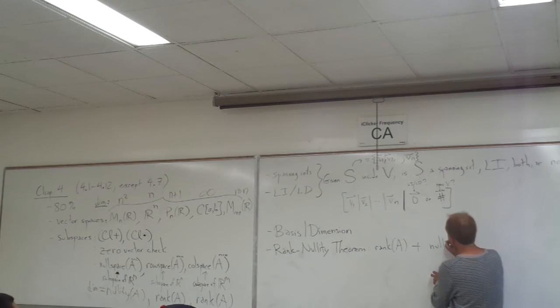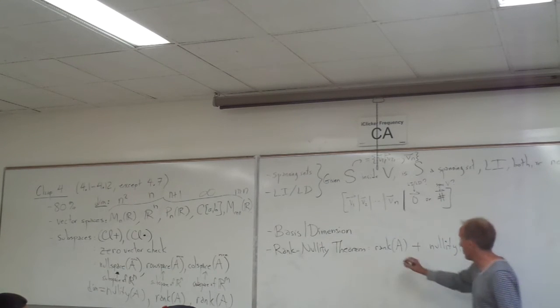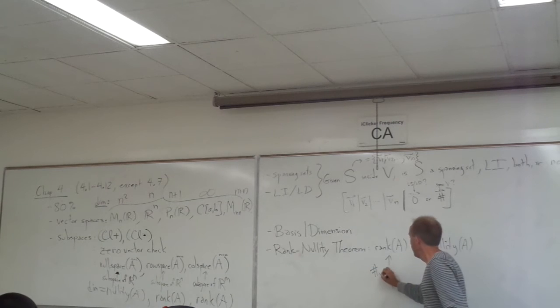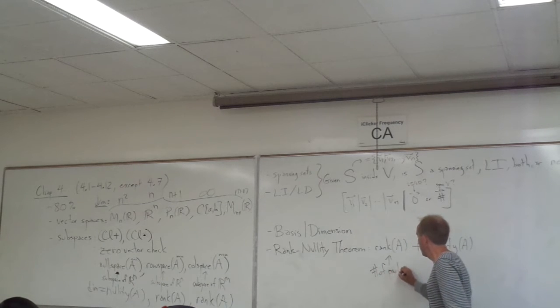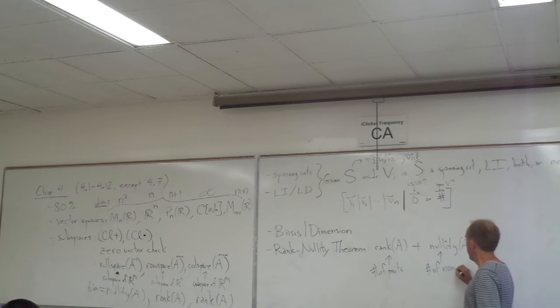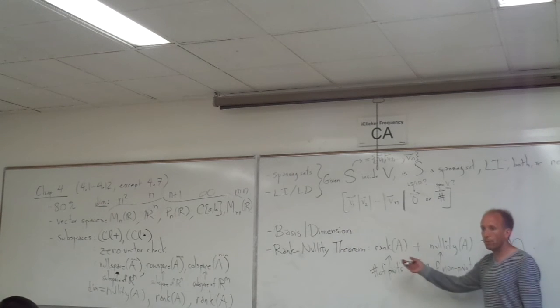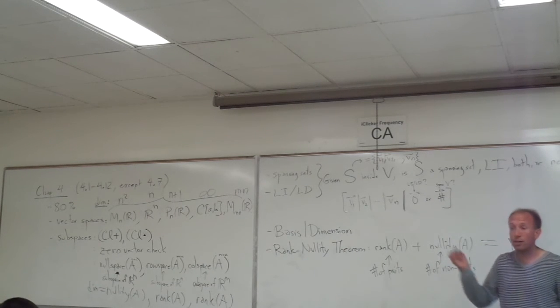So actually, the number of free variables is just the number of unpivoted columns. So you have the number of pivoted columns plus the number of non-pivoted columns, right? And all that this theorem is saying is that that adds up to all the columns of your matrix, and you have n columns in a matrix.